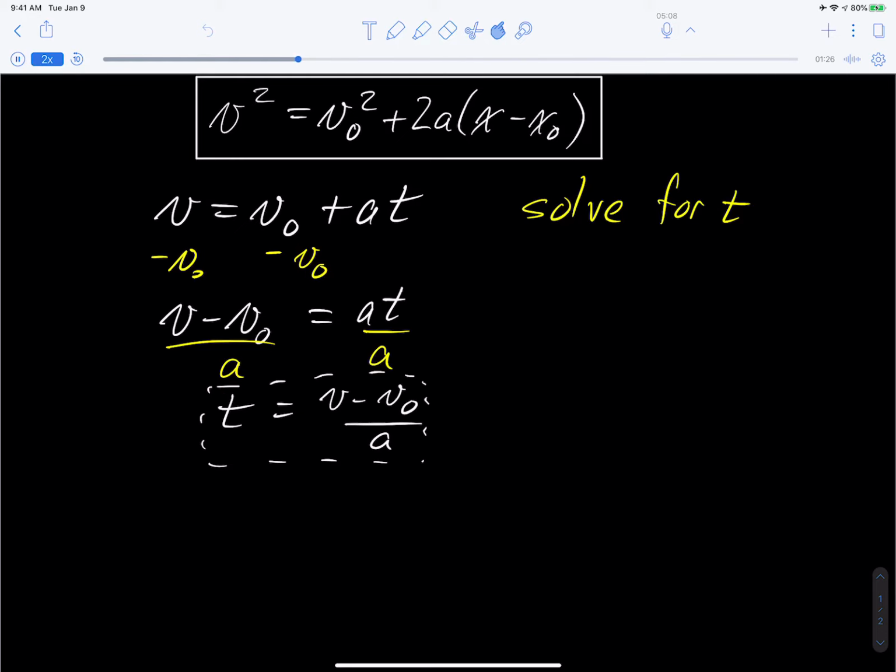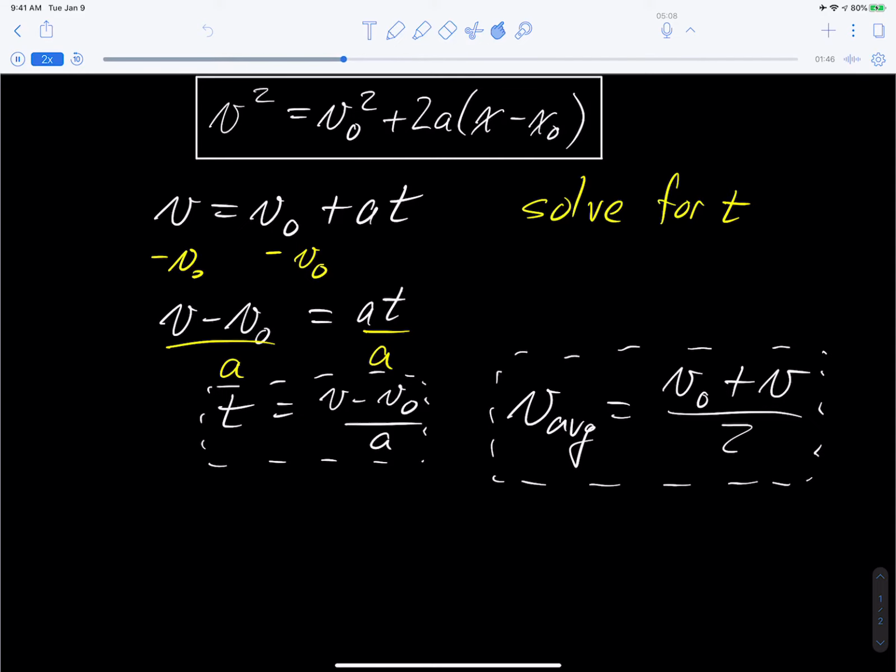Okay, and then I also know the equation for average velocity is the initial velocity plus the final velocity divided by 2. It's the average of those two. And I also have that the final displacement is equal to the initial displacement plus the average velocity times time.